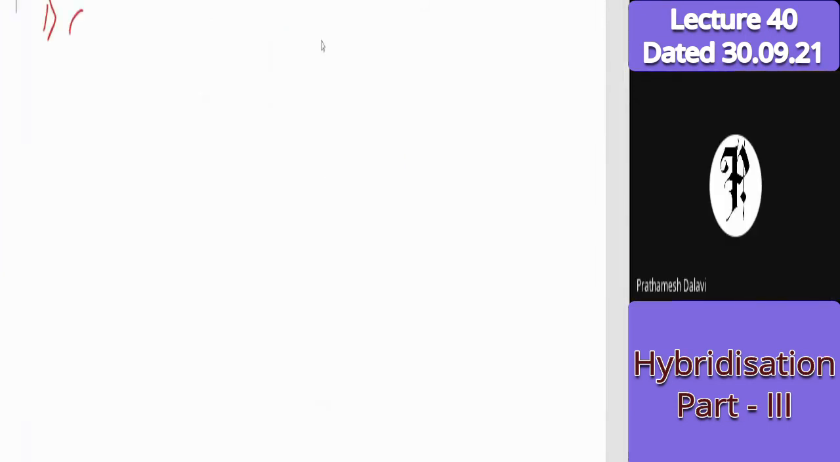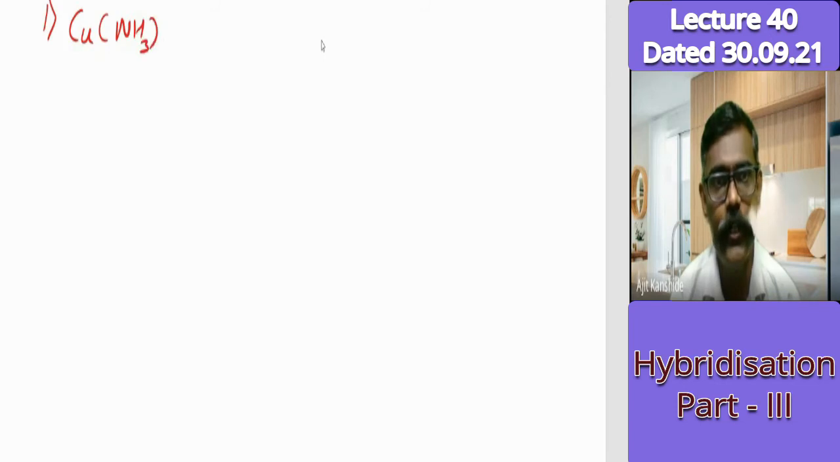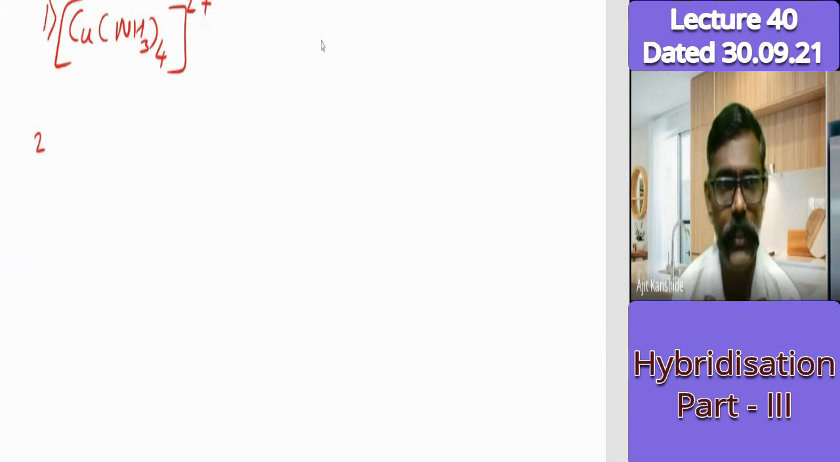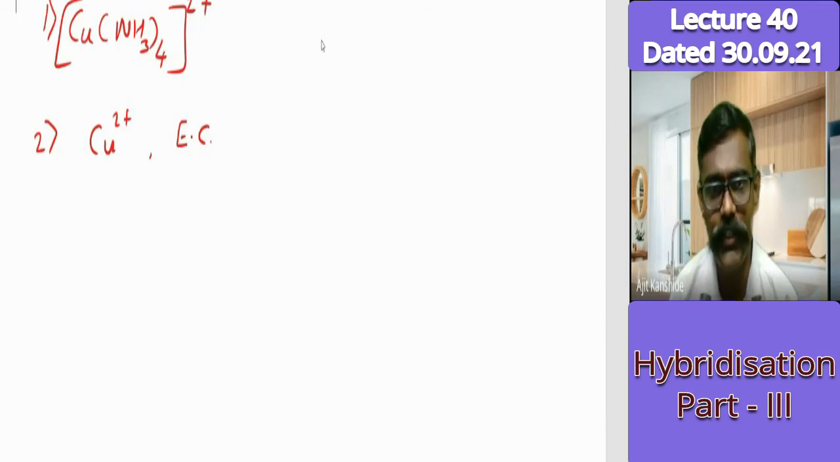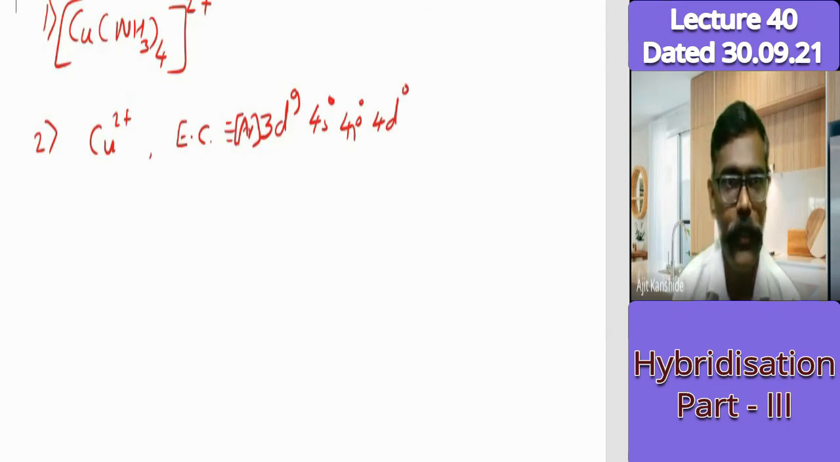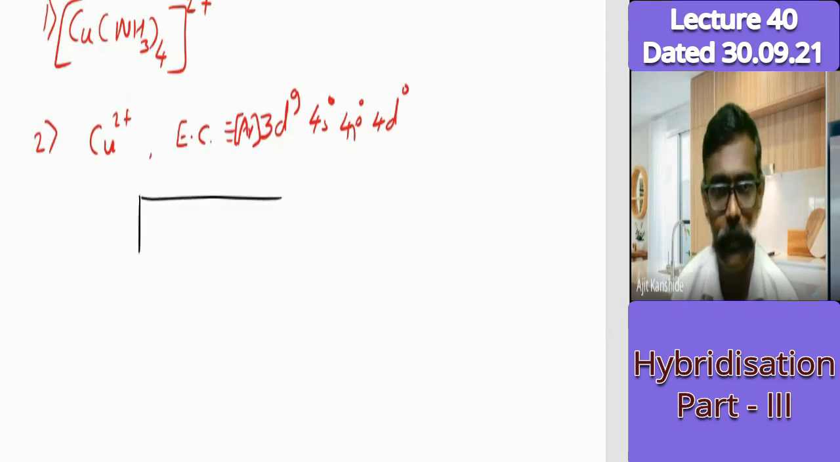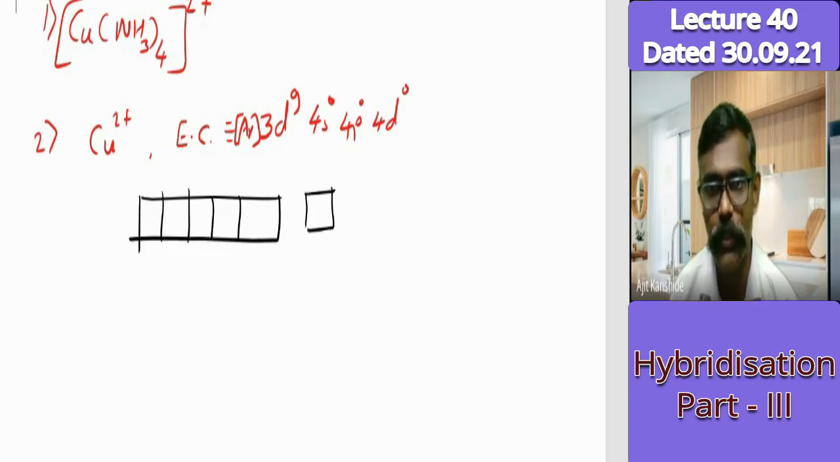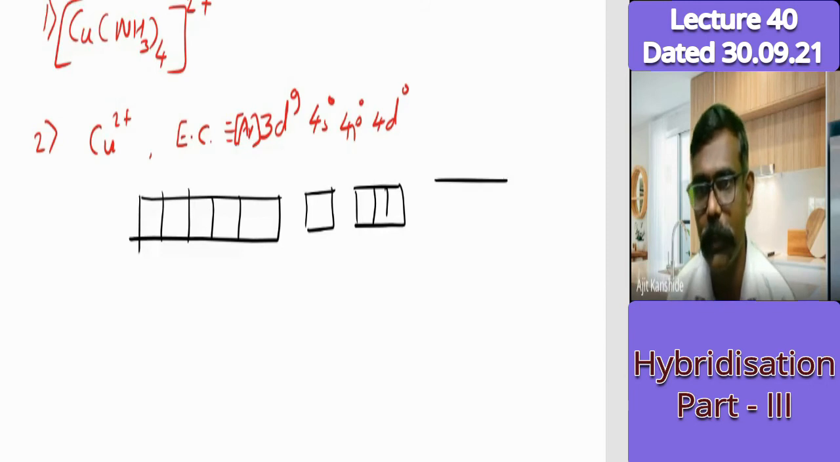Our example is Cu(NH3)4, a coordination compound. The charge is 2 plus. The central metal ion present here is Cu 2 plus. Its electronic configuration is, of course, argon will be there, after that 3d9, 4s0, 4p0, and 4d0. In terms of block diagram, if I were to represent, then 1, 2, 3, 4, and 5 d orbitals, the 3d orbitals. It's a 4s orbital. Here 3, 4p orbitals are there. Here 1, 2, 3, 4, 5 d orbitals.